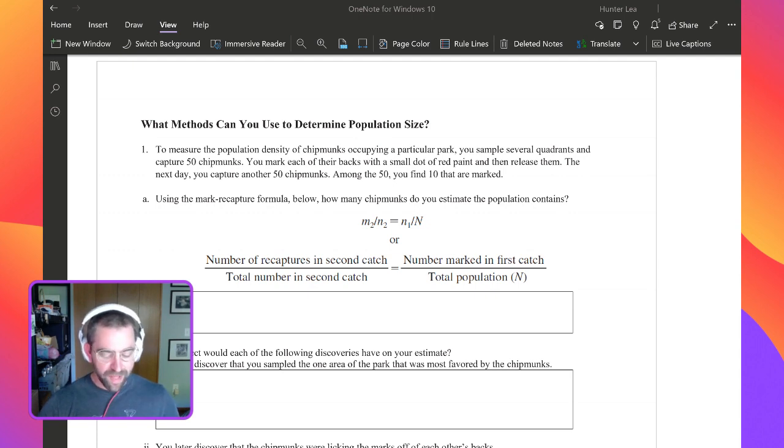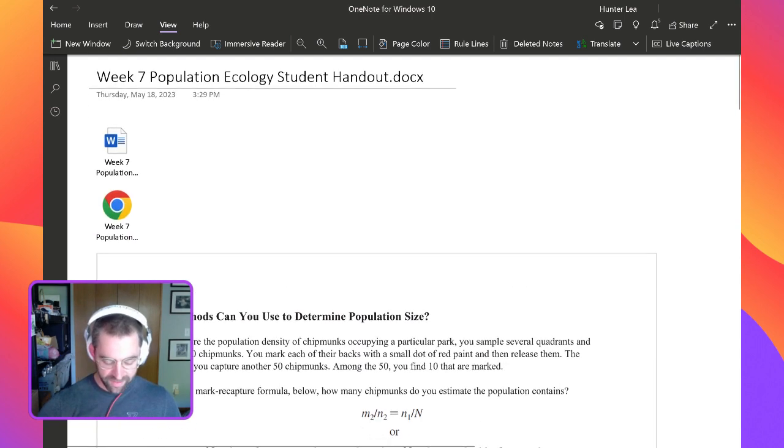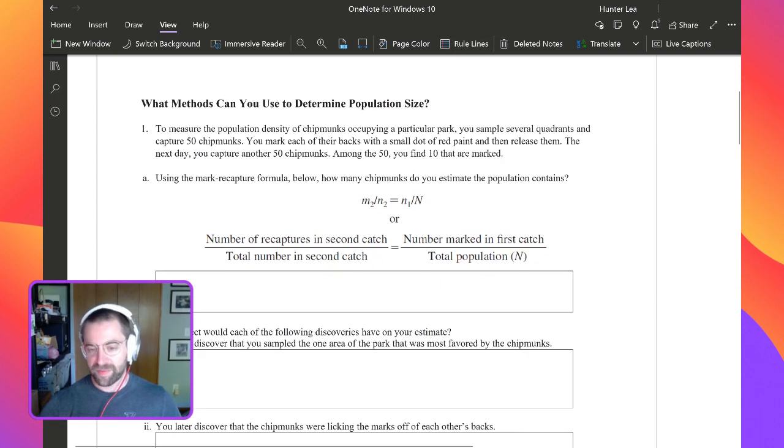First up, we're going to talk about methods we can use to determine population size.